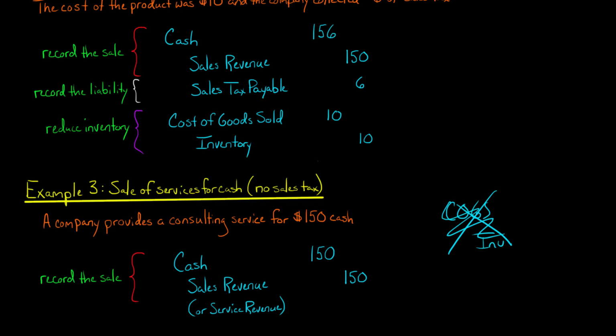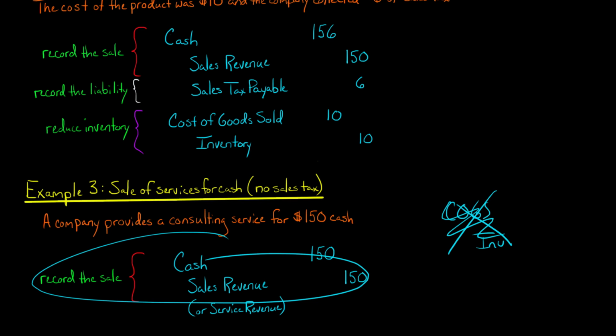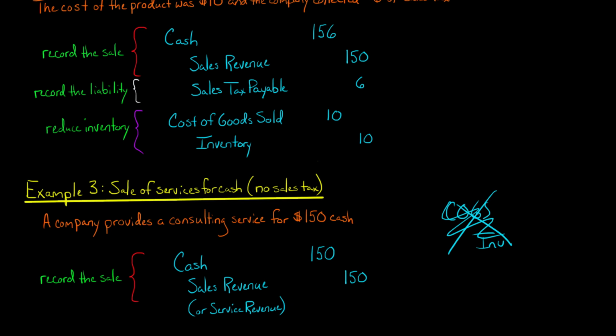All we're going to do is debit the cash account for $150, and then we will credit the sales revenue account, or if you want to call it service revenue to distinguish the fact, let's say the company sells physical products and then also services. So some companies will call that service revenue in their chart of accounts. But either way, we are going to credit a sales revenue or service revenue account for $150. So all we had to do was record the sale because we didn't have any inventory we needed to move off the books. And in this example, we had assumed there'd be no sales tax. So it's pretty simple, just debit cash and credit sales revenue.